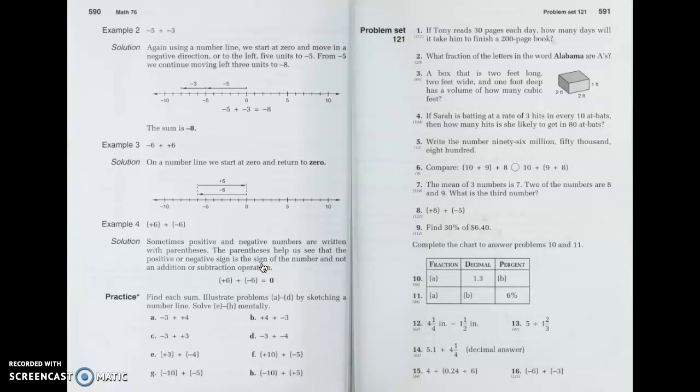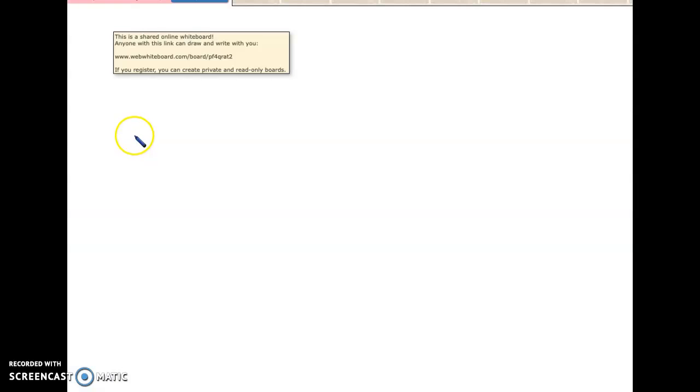So then example 6 says simplify, which just means to make simple, and it's negative 10 minus negative 6. So this one, if we were on the board, I would show you. Actually, I'll pull up my web whiteboard right now. Hold on. All right, so I pulled up my web whiteboard. So I want to show you this.